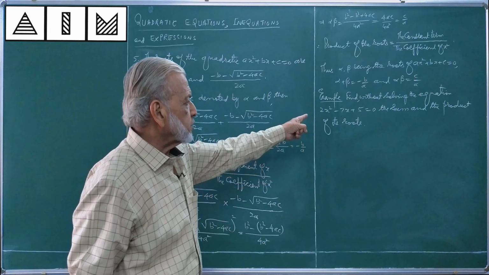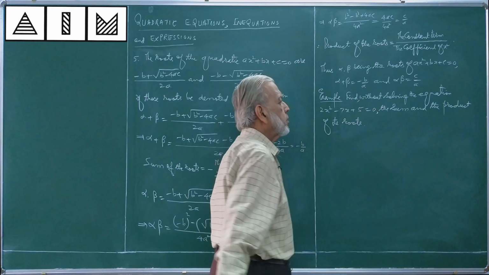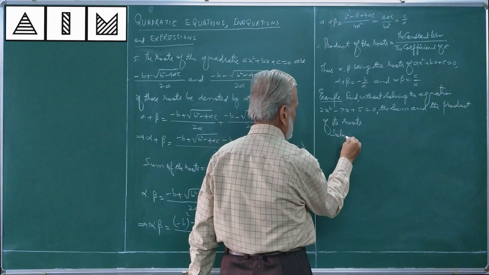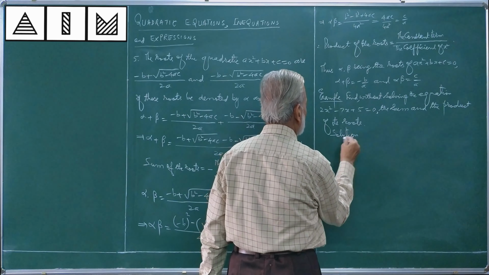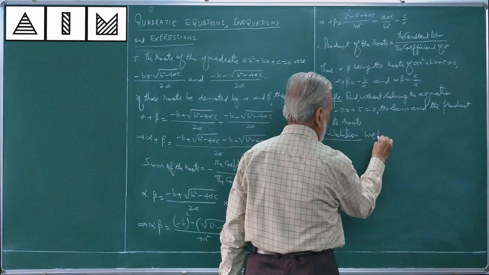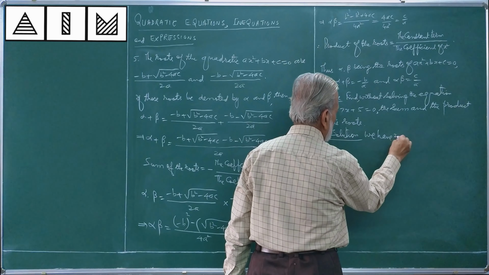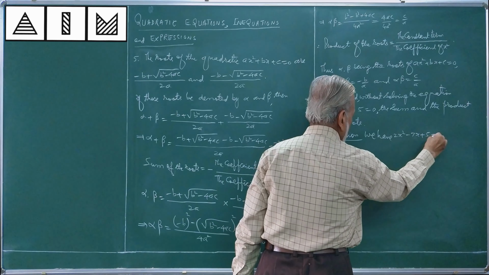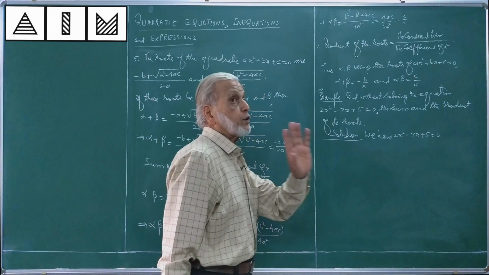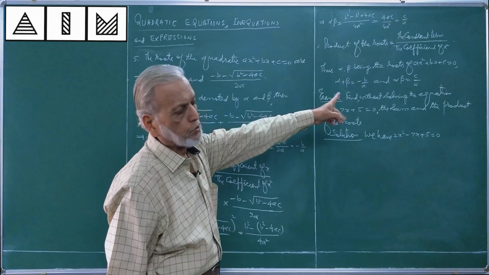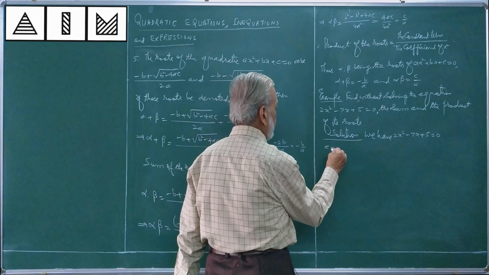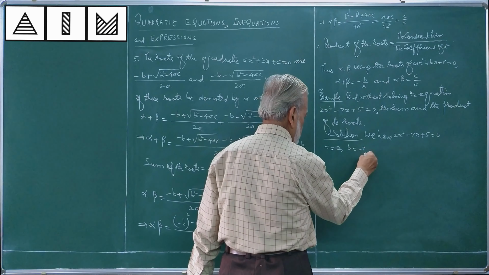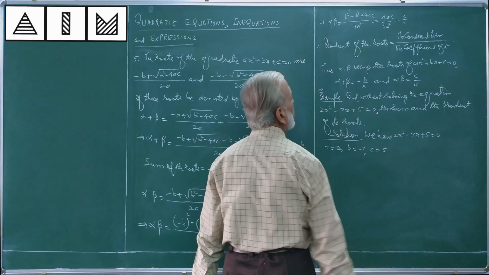Find without solving this equation the sum and the product of the roots. Please see here. We have 2x square minus 7x plus 5 is equal to 0. We are not going to solve this equation. They have asked not to solve. A is equal to 2. Please watch. Comparing with the standard form, b is equal to minus 7, c is equal to 5.